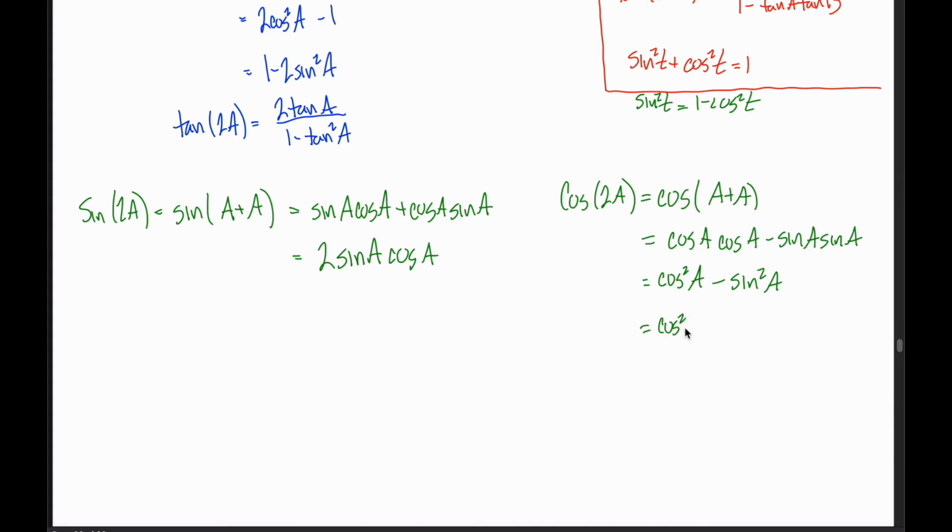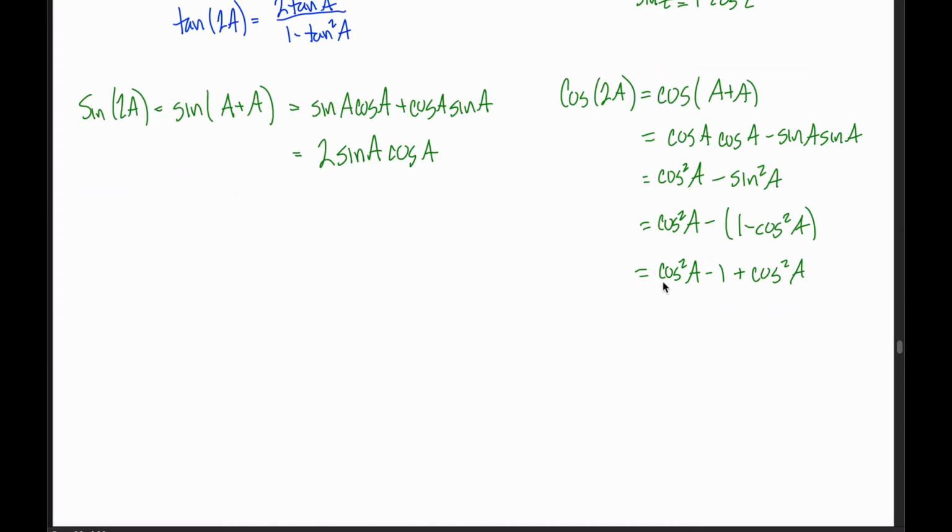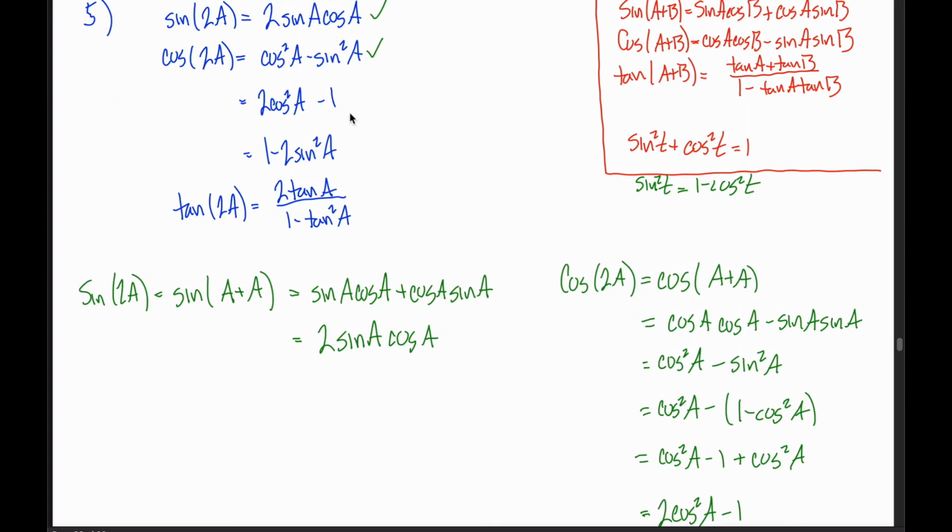Be careful with your parentheses. You got cosine squared A minus, and then this entire thing, 1 minus cosine squared A. Let's see, if I take this negative and distribute it through, this becomes a positive. So I got cosine squared A minus 1 plus cosine squared A. I got one of these cosine squared A's, and then I got another one of these cosine squared A's. Kind of looks like I have 2 of these cosine squared A things, and then the minus 1. It's exactly what I have, and that's the second of our double angle formulas.